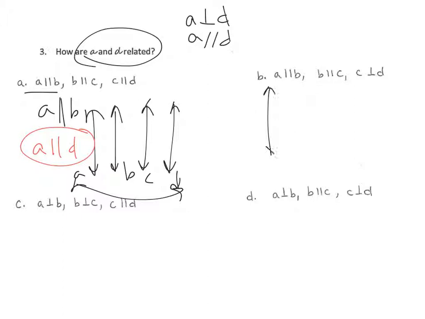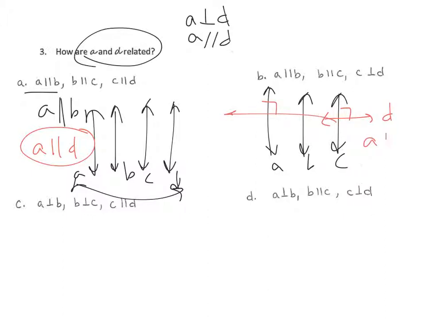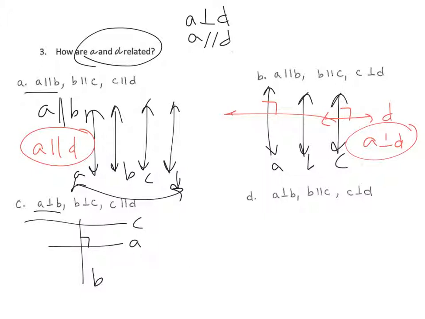We'll draw another one. A is parallel to B. B is parallel to C. C is perpendicular to D. So if I extend this line, then the answer is A is perpendicular to D. Next, A is perpendicular to B. B is perpendicular to C. C is parallel to D. So what's the relationship between A and D? A is parallel to D.